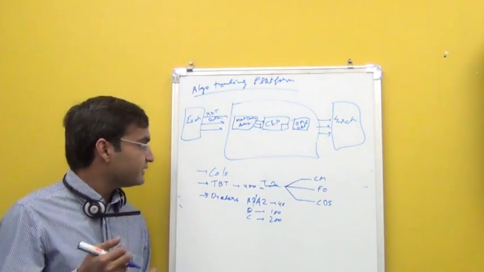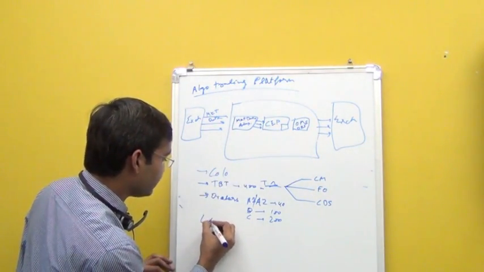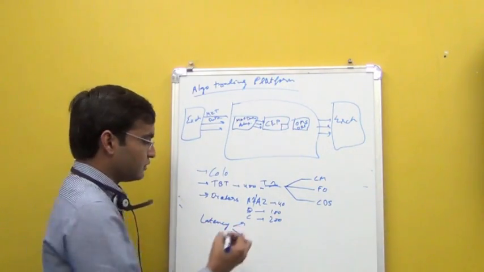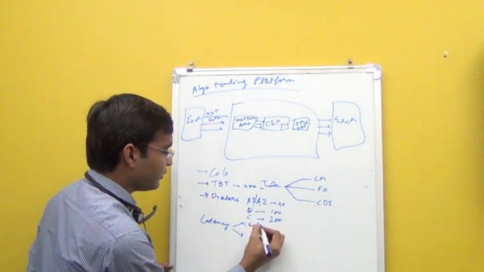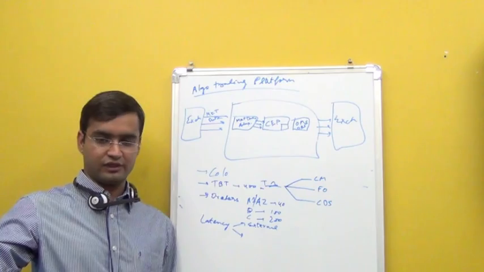So that's there. And since I'm covering latency, I'll also tell you that you have two sources of latency. One is external, second is internal. So external would be where your server is located, and from there it has to travel to the exchange.